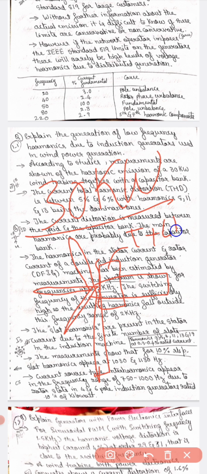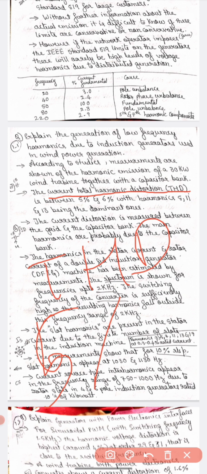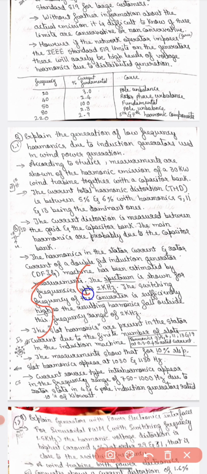Current total harmonic distortion, that is THD, is between 5% and 6%, with harmonics 5, 7, 11 and 13 being dominant. So here 5, 7, 11 and 13 are the dominant ones.